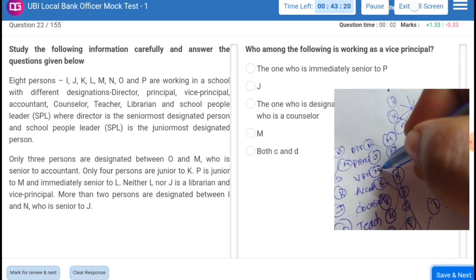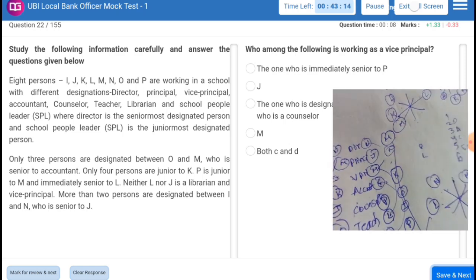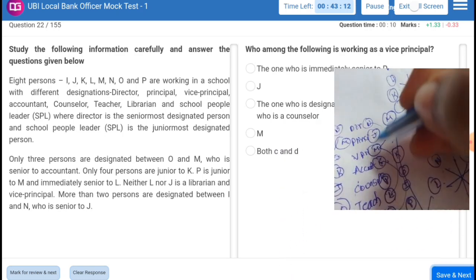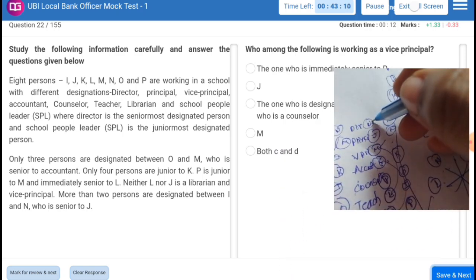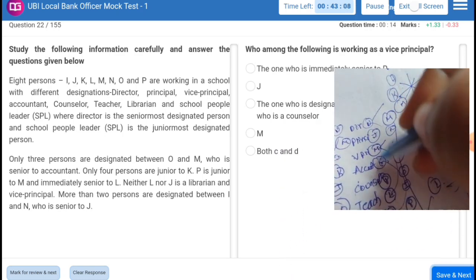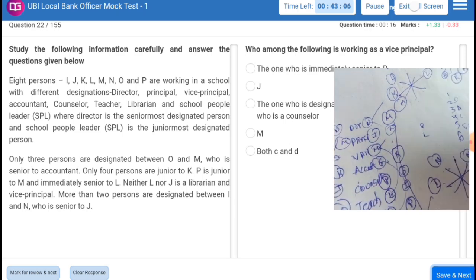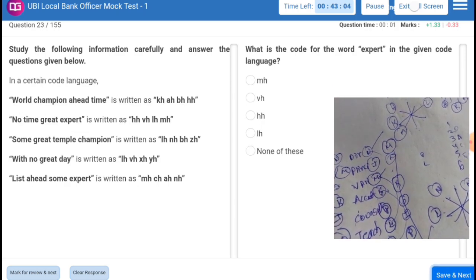Vice principal is M, and the one who designates exactly between the, so both C and D.